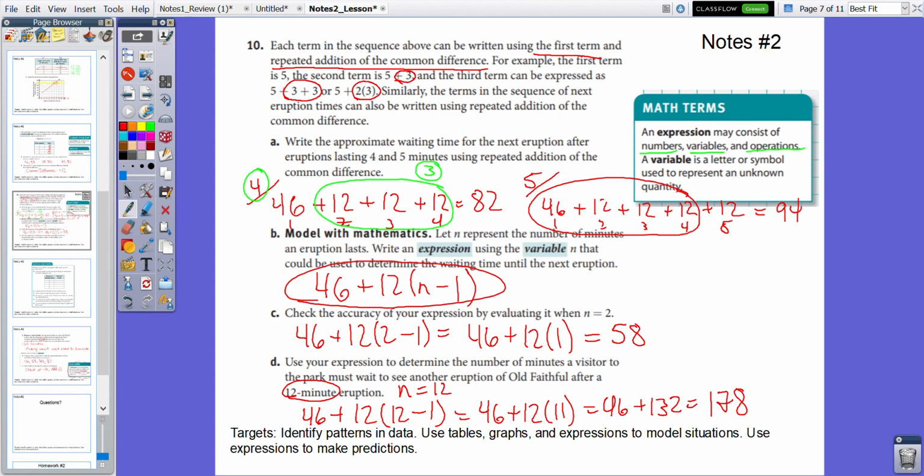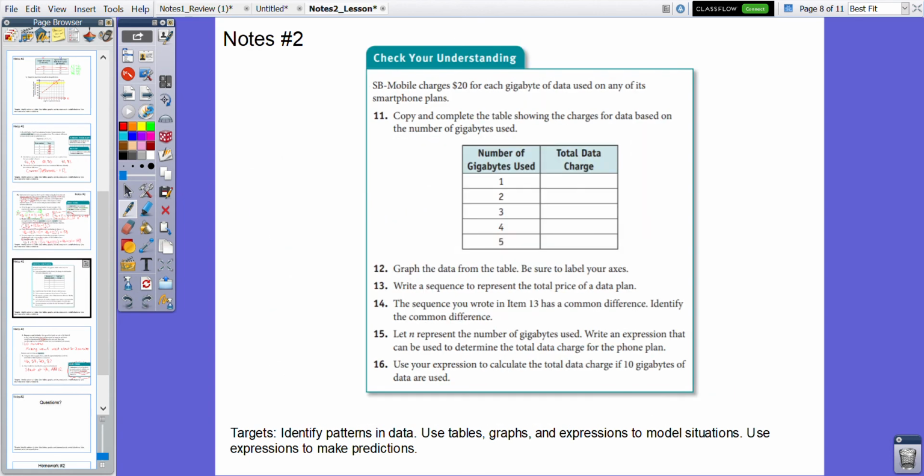Taking a look at the check your understanding at the top of page 6 right here. Go ahead and try these out on your own, and we'll check your answers really quick here.